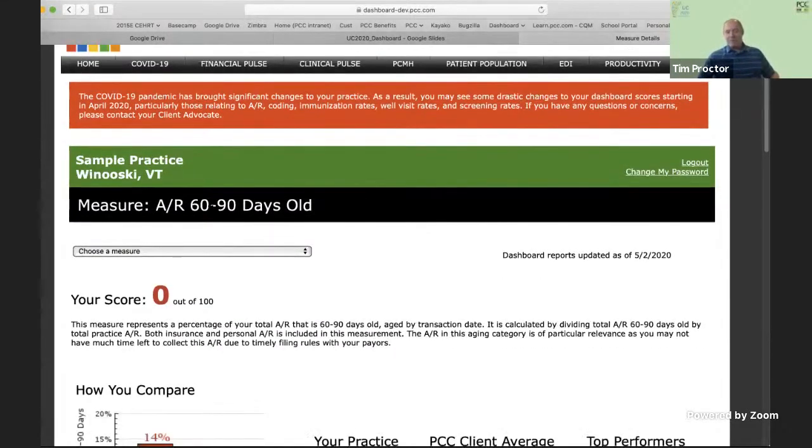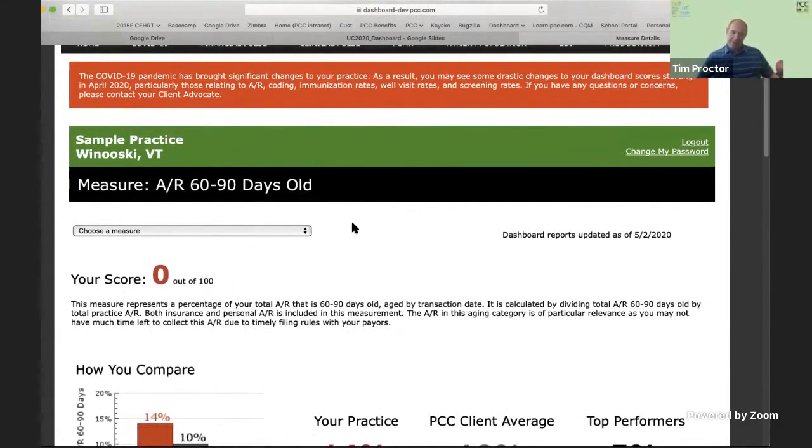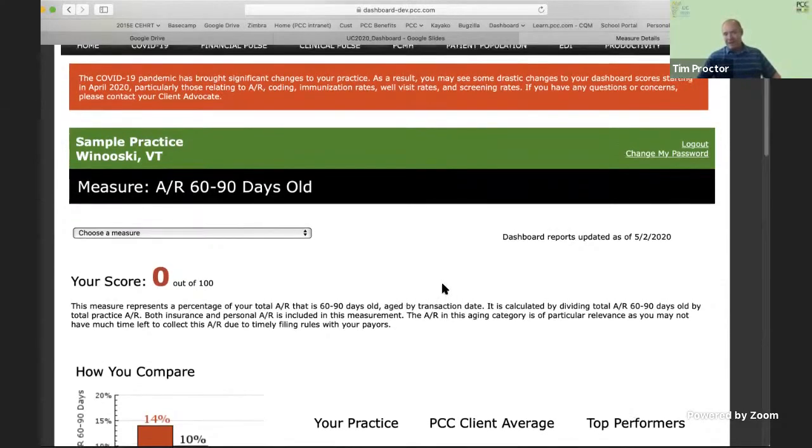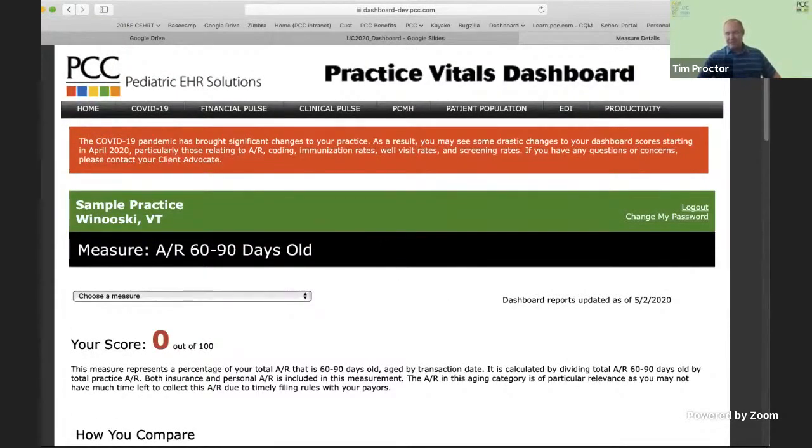So this measure, for example, is like percentage of your AR 60 to 90 days old. Well, that's going to be a lot different than it was in the past. You may have a lot more higher AR in that category because you have such a smaller percent in your current or 30 to 60 day category. So keep that in mind here as you're looking at AR measures, that it's going to look a little different these days.